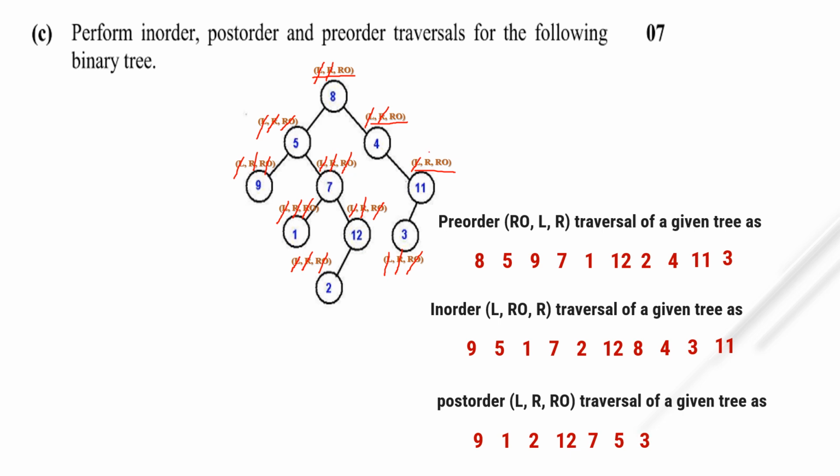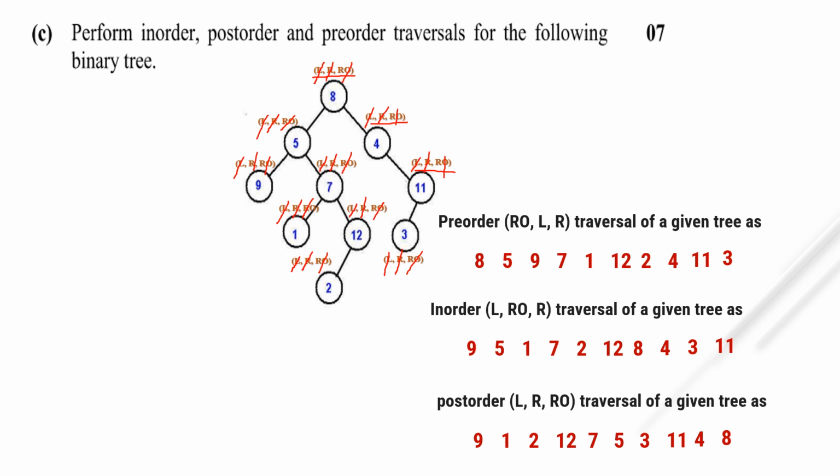Going backward, there is no right subtree of 11. Process the root node, the answer is 11. Going backward, process the root node, the answer is 4. Going backward, process the root node, the answer is 8. So this is the answer which will be asked in the G2 examination.